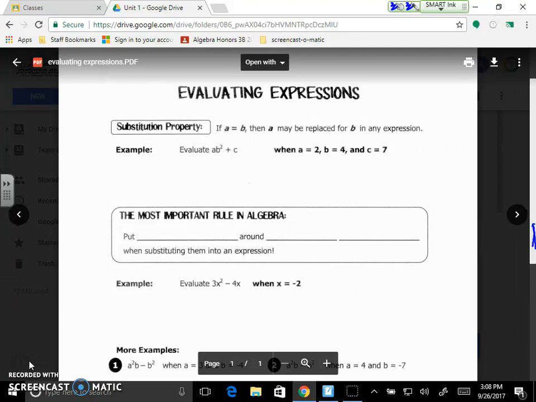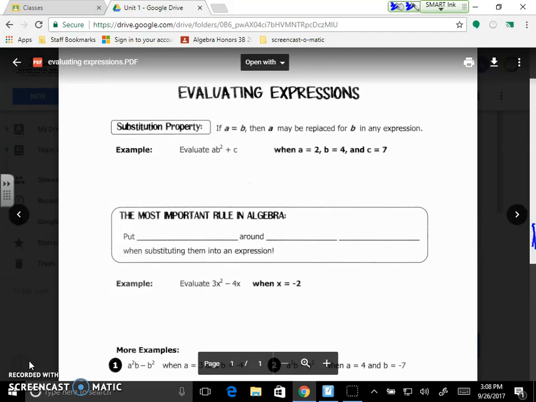I have two attachments that are going to be posted on Google Classroom. I'd like you to print them out. If you can't print them out, then you're going to have to write down the notes on just a blank piece of paper. But it's all set up for you. It's like a little graphic organizer.